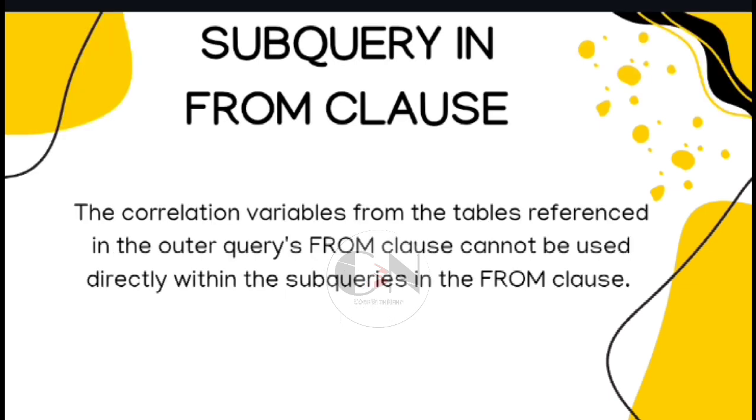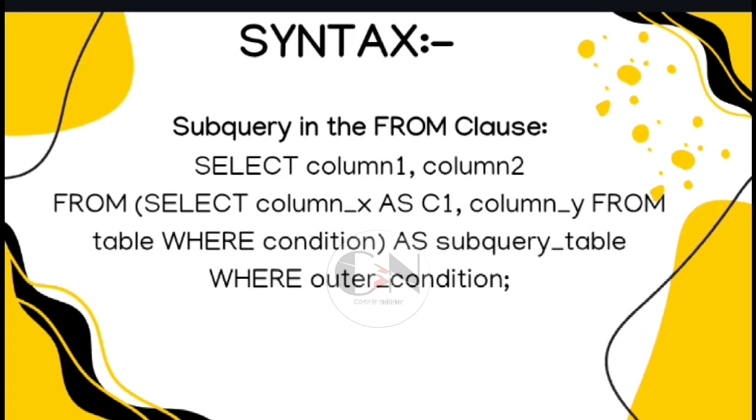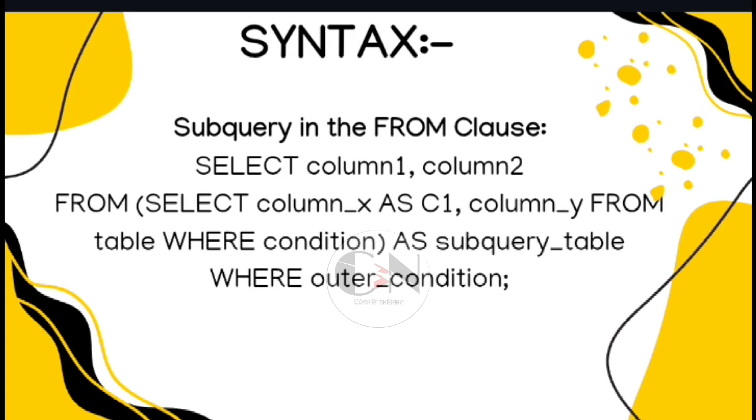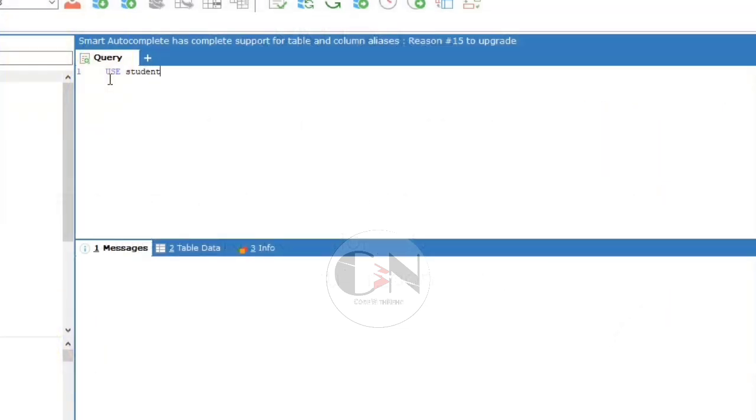The correlation variables from the table referenced in the outer query's from clause cannot be used directly within the subqueries in the from clause. Syntax for a simple subquery in the from clause: select column1, column2 from (select columnX as C1, columnY from table where condition) as subquery where outer condition. So let's understand this with some examples.